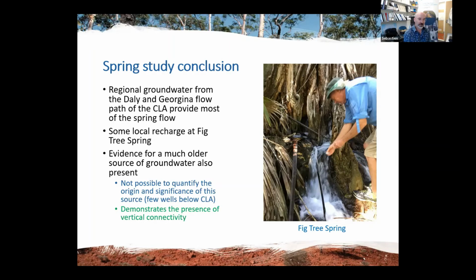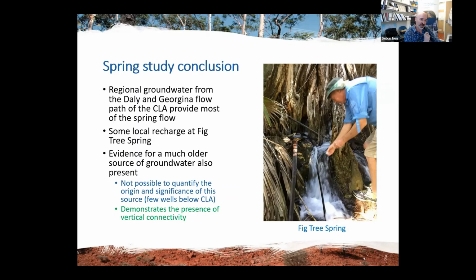And again, as I said earlier, it's something that we can only address now with the availability of new tracer techniques. Now, unfortunately, whilst we know that there is a contribution from one or more deeper sources to the spring, there's essentially no or very little infrastructure, very few monitoring wells in any of the geological formations elsewhere below the Cambrian limestone aquifer. So we don't know the signature for helium and other tracers in these deeper sources, so we cannot quantify the contribution at the springs at the moment.